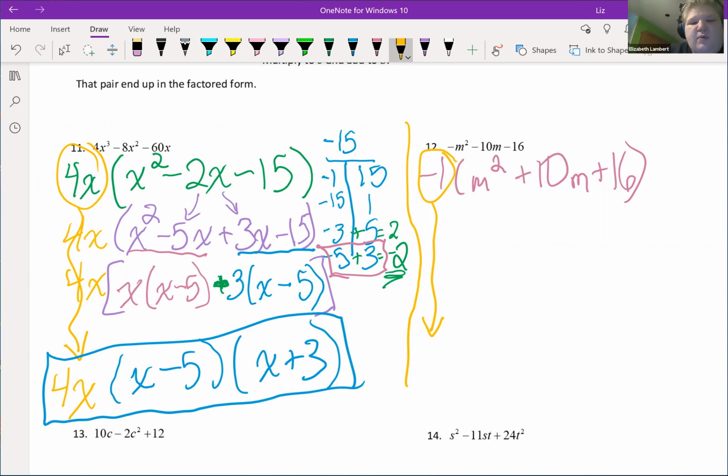All right, now I want to draw your attention back to 11 here. That perfect pair, remember I said there was another way to do it? This was the long drawn out way, but this is what the AC method will look like. And if you're not comfortable with your factoring, you don't already have a way to do it easily, I would recommend practicing it like this. But this perfect pair here is right there. X minus 5, X plus 3.